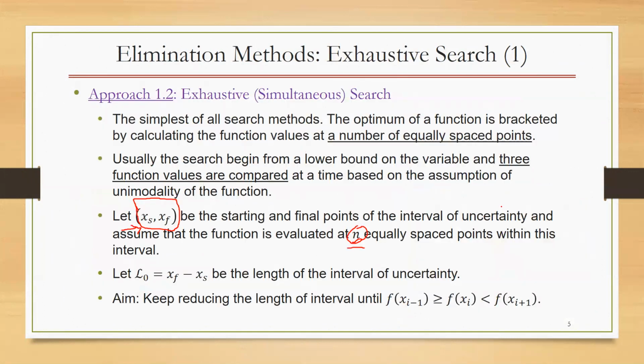Where are we? Okay, so obviously L naught, the length of that interval, would be XF minus XS. So what we want to do is keep reducing this length. We want to reduce L naught as much as we can until this condition is satisfied. That means until we find 3 points which satisfy this elimination condition.